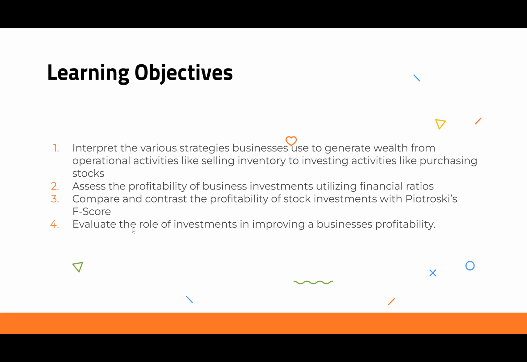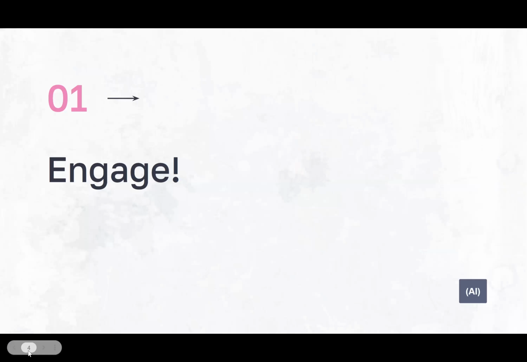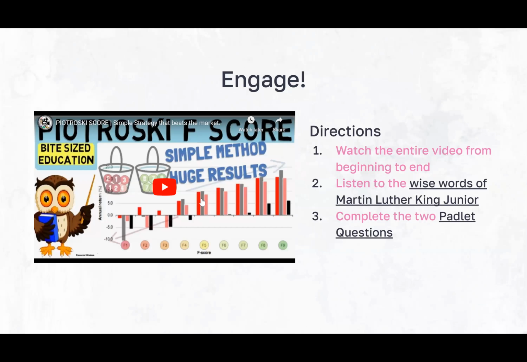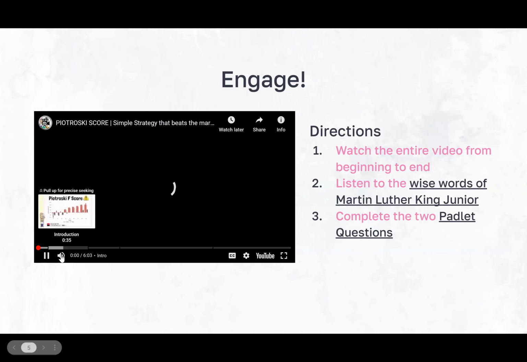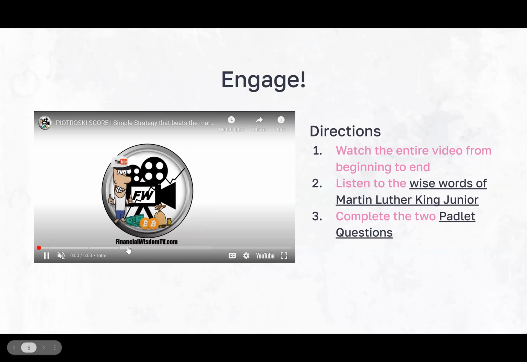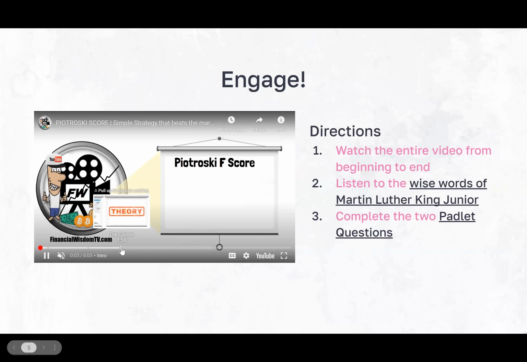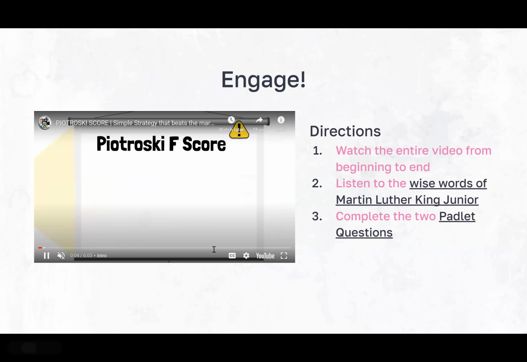The learning objectives that we will be focusing on are comparing and contrasting the profitability of stock investments with the Piotrowski F score, and evaluating the role of investments in building business profitability. To start off, we're going to be watching this video from 2 minutes to 4 minutes and 10 seconds.